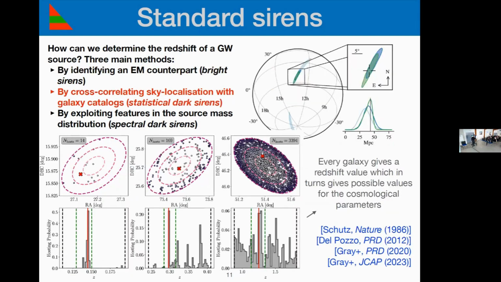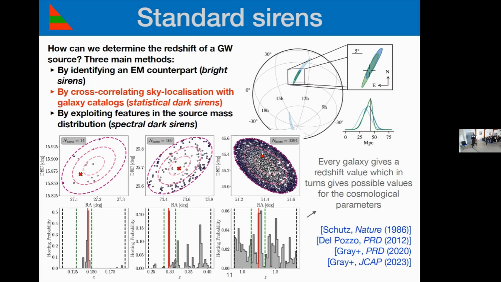If you don't get a counterpart, you have the second method. The idea is the following. You still go and look in the sky localization region of your gravitational wave event. You take a galaxy catalog, and then you assign to each of these galaxies a probability that it's the host of your gravitational wave event.